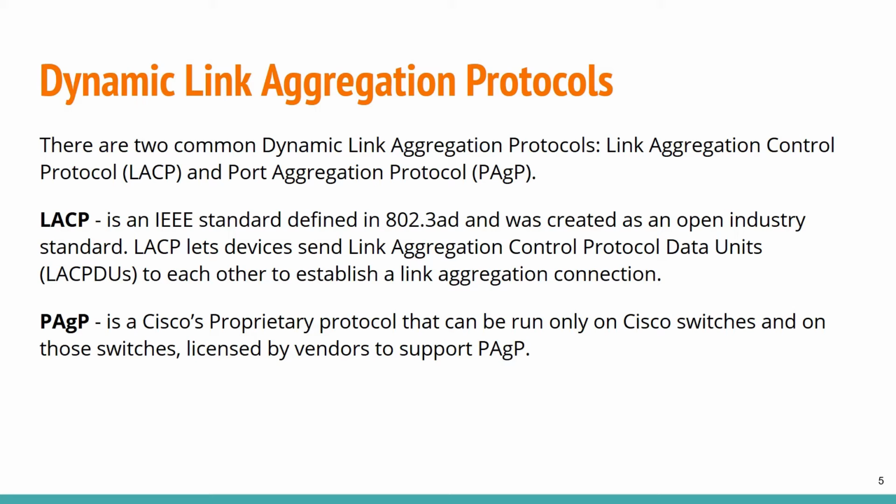There are two common dynamic link aggregation protocols: Link Aggregation Control Protocol, LACP, and Port Aggregation Protocol, PAgP. LACP is an IEEE standard defined in 802.3ad and was created as an open industry standard. LACP lets devices send Link Aggregation Control Protocol data units (LACPDUs) to each other to establish a link aggregation connection. PAgP is a Cisco proprietary protocol that can be run only on Cisco switches and on those switches licensed by vendors to support PAgP.